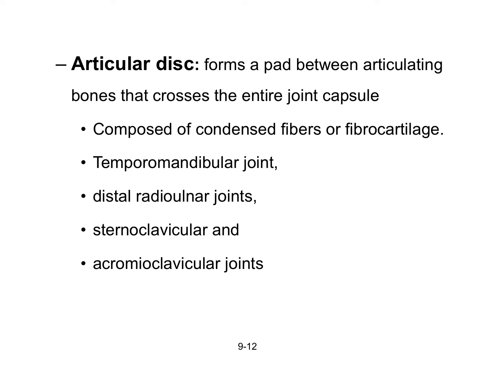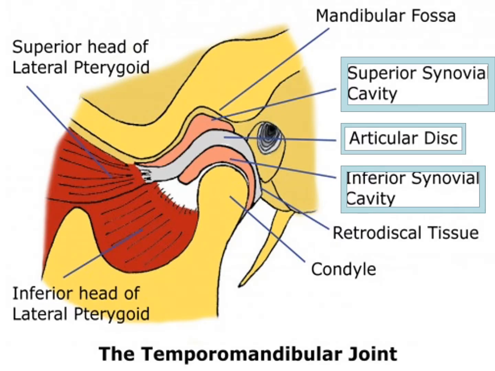Now we come to the articular disc. Articular disc is present between the bones and basically divides the joint cavity into two parts, into upper and lower joint cavity. It can be composed of condensed fibers or it can be composed of fibrocartilage. A disc is present in the temporomandibular joint, distal radioulnar joint, sternoclavicular joint, and acromioclavicular joints. Here you can appreciate the articular disc in the center that divides the total joint cavity into the superior synovial cavity and the inferior synovial cavity. This is the temporomandibular joint.